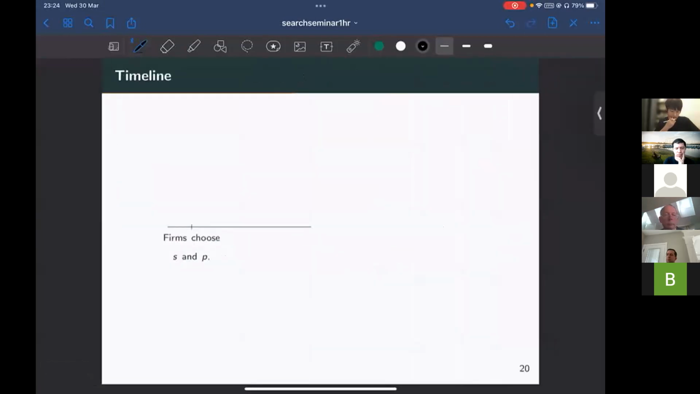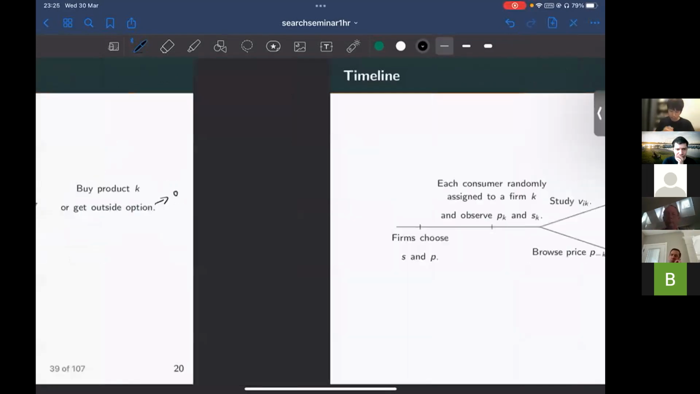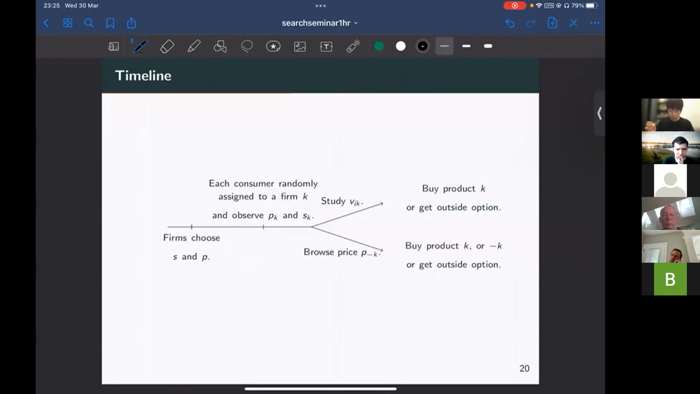Okay, so this is the timeline. First, firms choose s and p, in particular s_k and p_k, and then consumers are randomly assigned to one of the firms and observe the design and the price of that firm. After that, they decide whether to study v_ik, right? This is the depth option. We call it studying. After studying v_ik, he could decide whether to buy product k or take the outside option, which we assume has value 0. Or he could go for the breadth option, in which he will browse price p_minus-k. In that case, he would decide whether to buy product k, product minus k, or take the outside option. Again, the outside option has value 0.